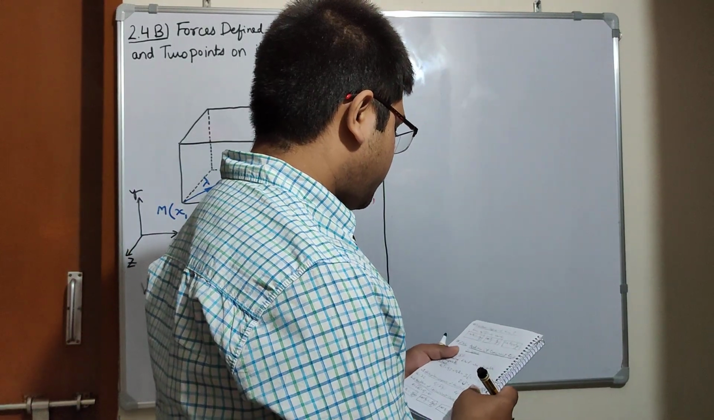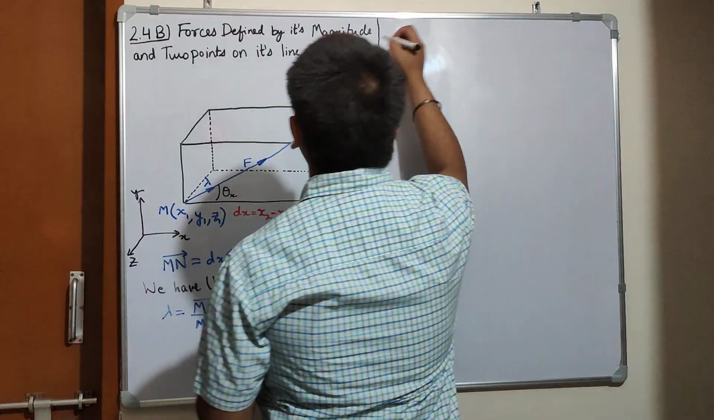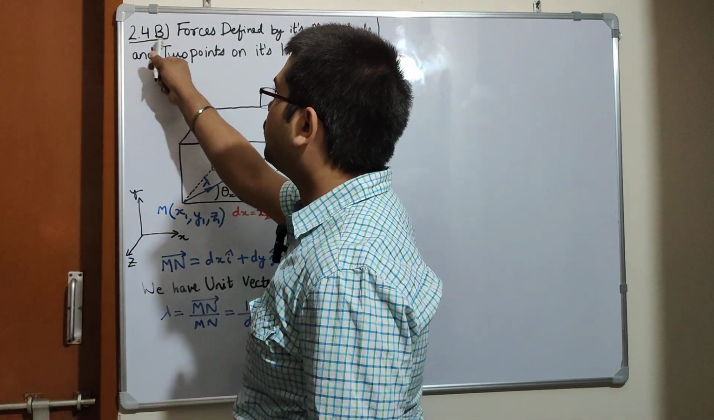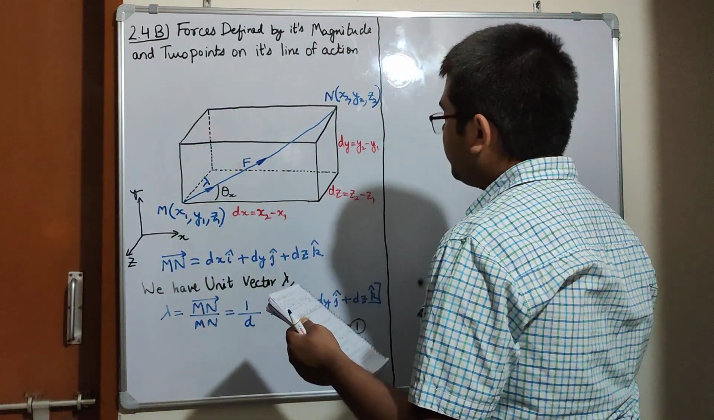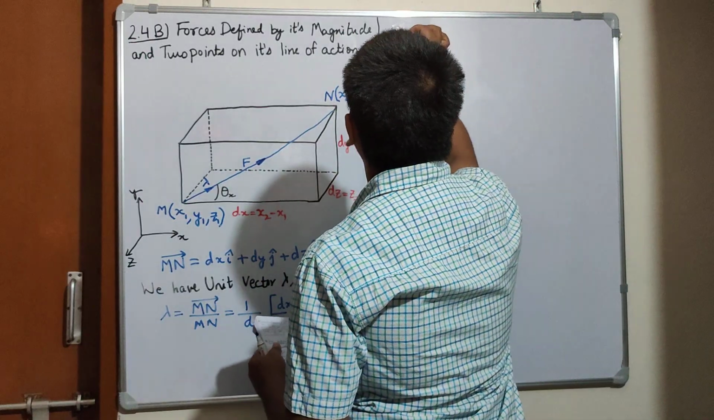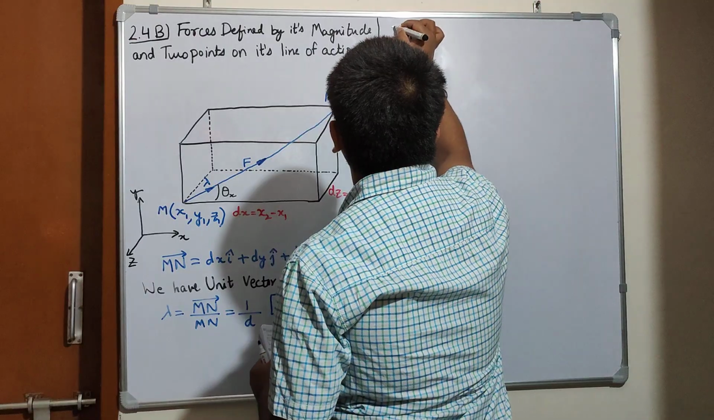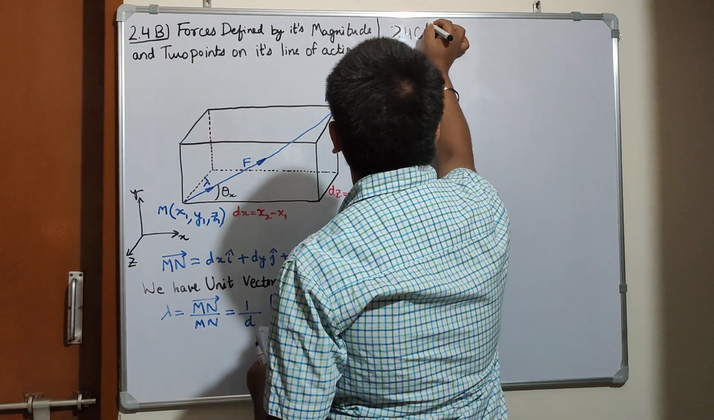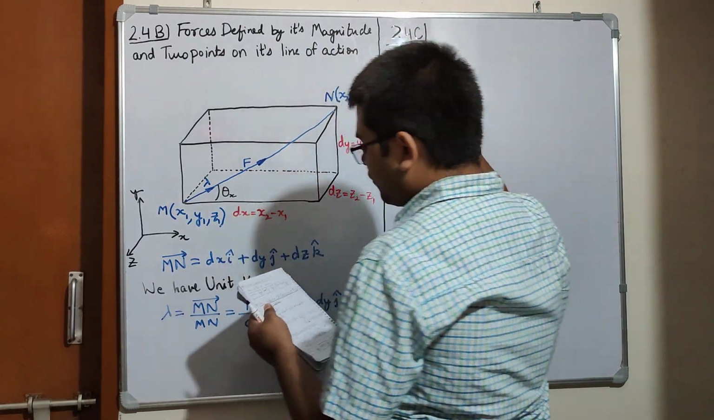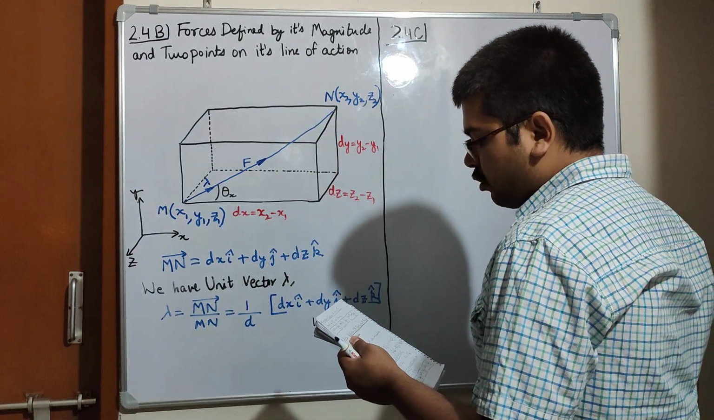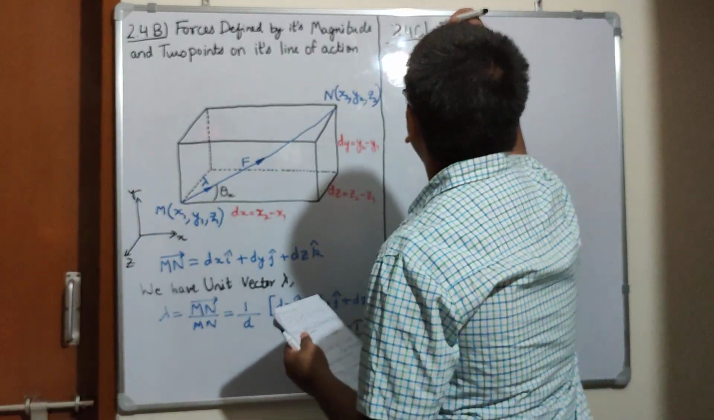Now we have the 2.4 section. We were studying the 2.4b section. Now we will study 2.4c. 2.4c is addition of concurrent forces in space.